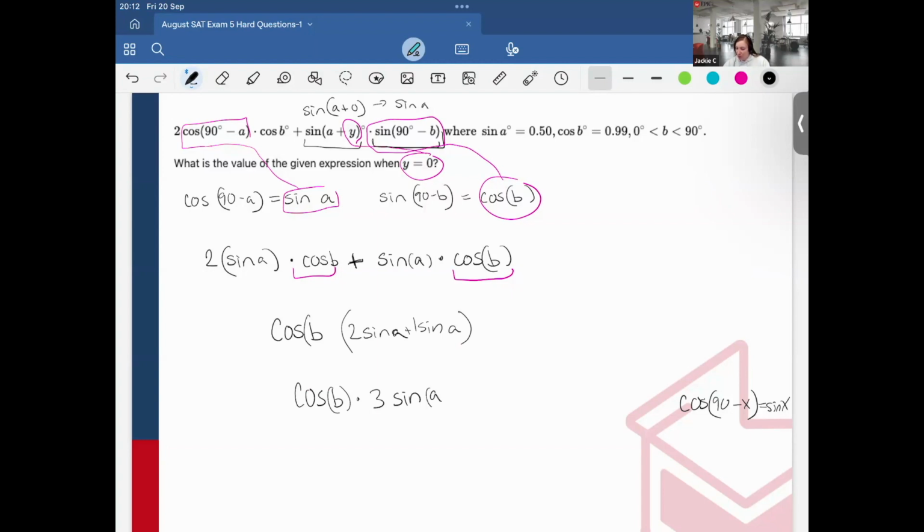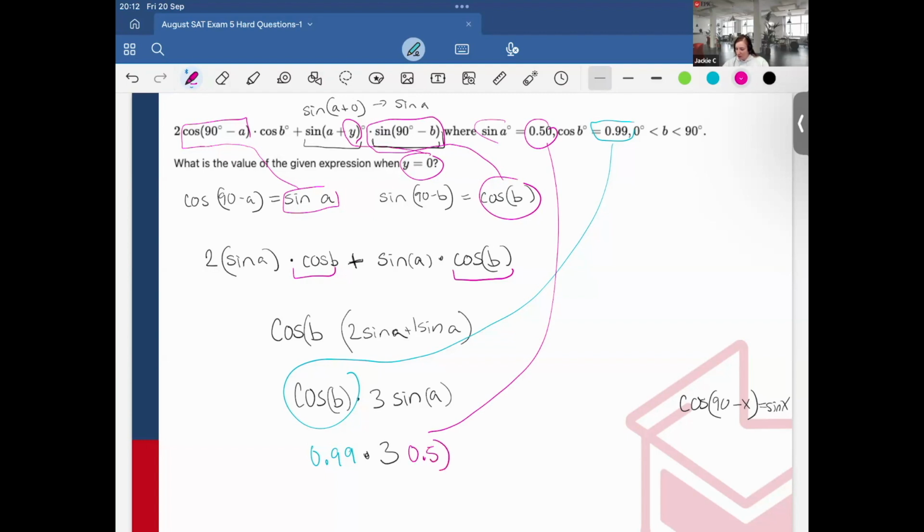So remember there's this invisible one in front. Okay, and then my final mission, if it says that cosine of b is 0.99, I'm going to substitute it in, 0.99, and then multiplied by 3 sine of a, and sine of a is just 0.5. So 3 times 0.5. And that should give me my answer, which, let's see what that is. Oh my goodness, it's equal to 1.485. And that would be our answer.